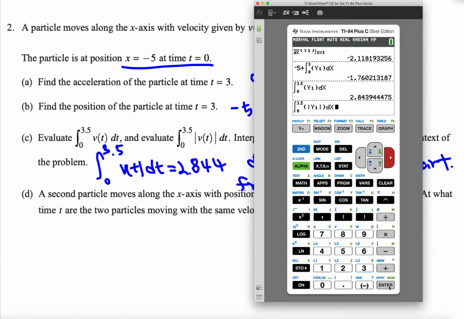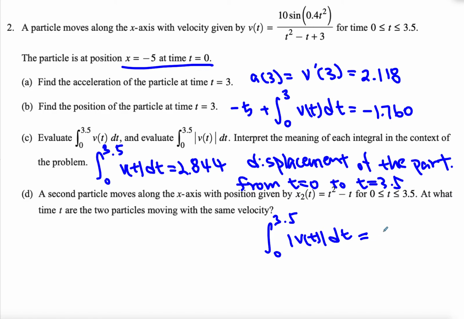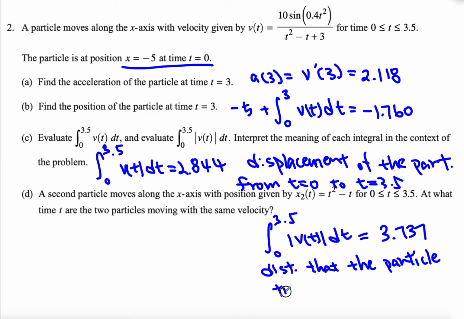The absolute value of the velocity is the speed, so what we end up getting is the total distance it traveled. So it's 3.737. What is that? The distance that the particle traveled from t equals 0 to t equals 3.5. So the difference is displacement versus distance.